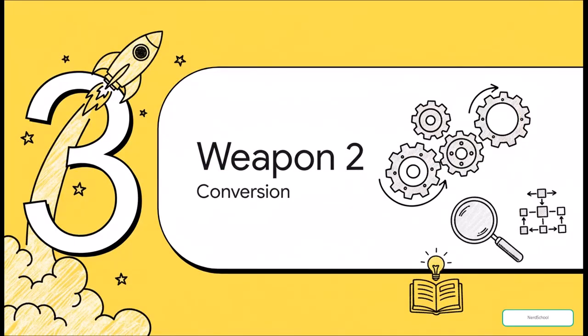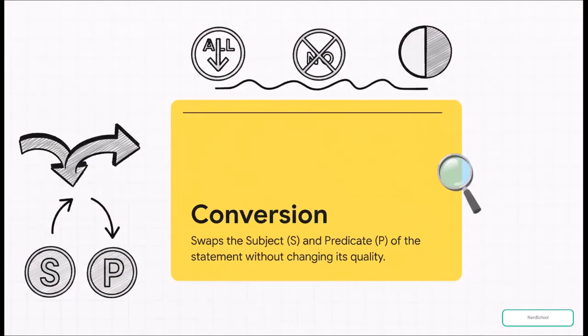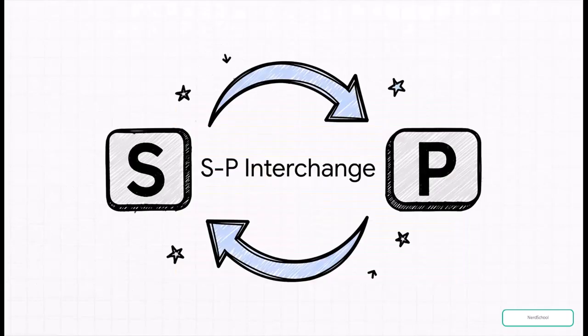And if you thought Obversion was easy, well, this one's even simpler, because conversion is exactly what it sounds like. You literally just swap the subject and the predicate, where the first part of the sentence trades places with the second part, while the rest of it, the all, no or some, stays exactly the same. The exam hack for this one is as easy as it gets. SP, interchange subject and predicate, just swap spots. That's literally all you need to remember.